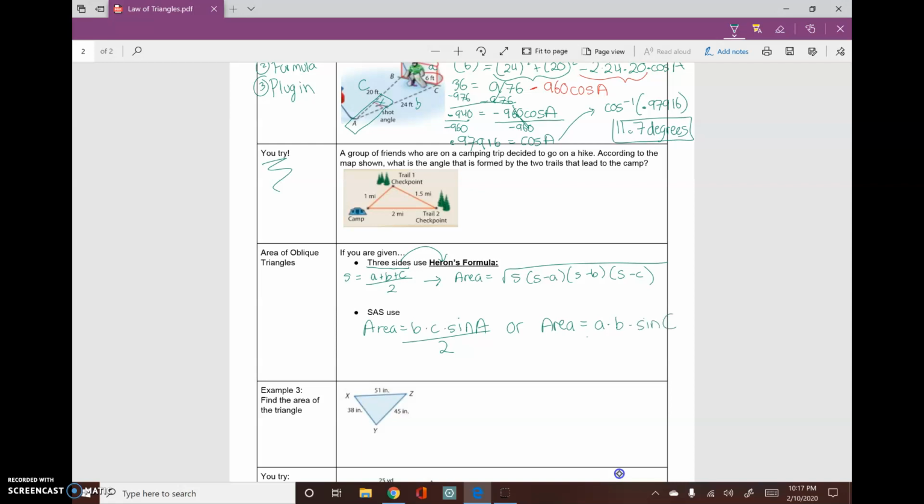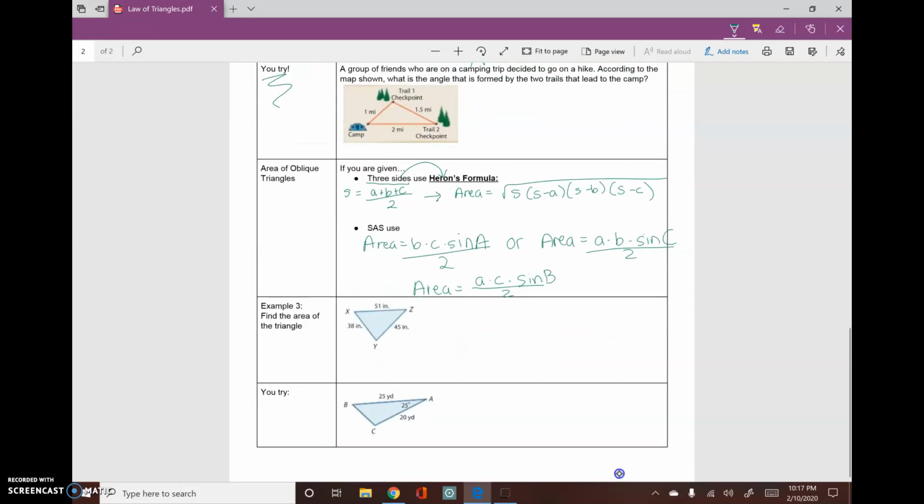Or if they gave you a different angle, if they gave you angle C, you need A times B times sine of angle C over 2. Or if they gave you angle B, you'll just have A times C times sine of B over 2. So depending on what angle they gave you. So let's go to example 3.